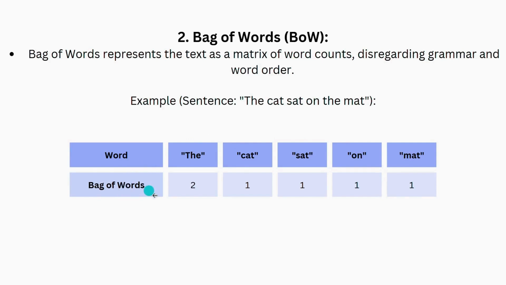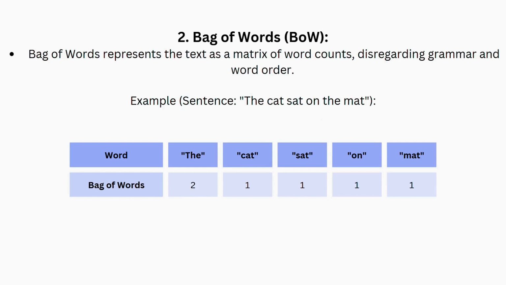But in bag of words, we take counts for a single sentence only. The word the appears two times in the sentence, here the and here the. So it has 2. Cat 1, sat 1, on 1, mat 1. So this is the bag of words to represent it in the matrix. By this we can retrieve the sentence, but some mistakes will be made by using this.